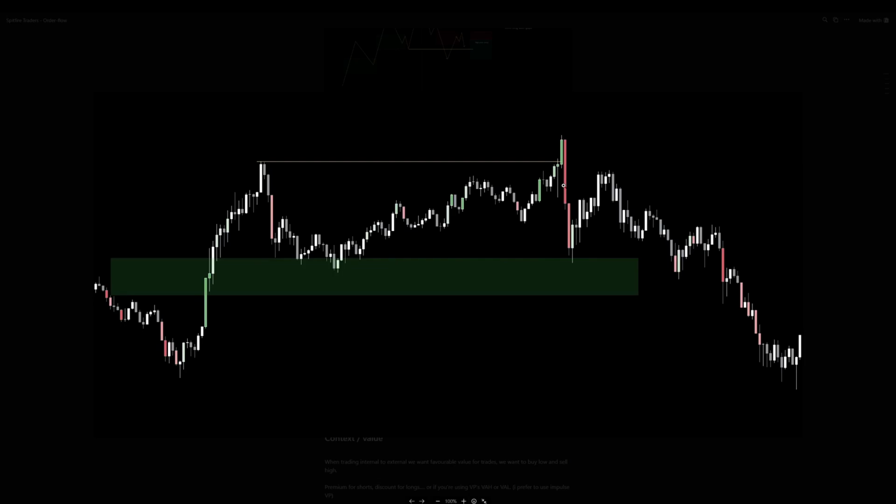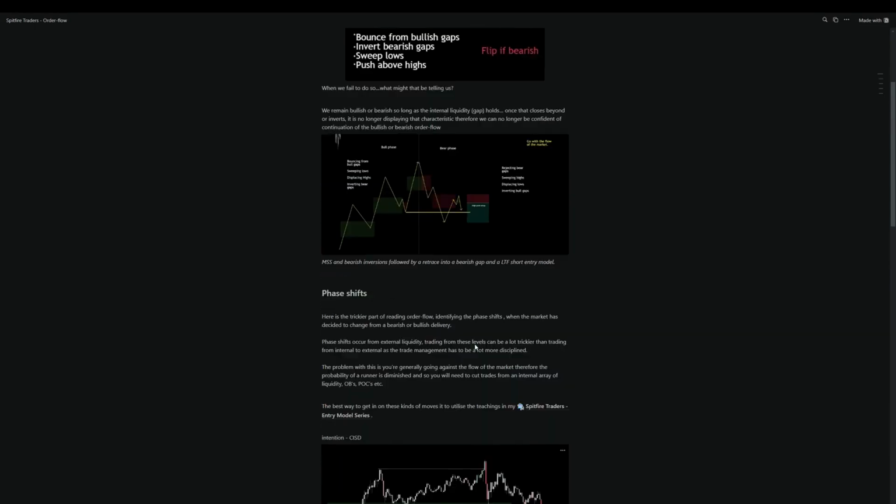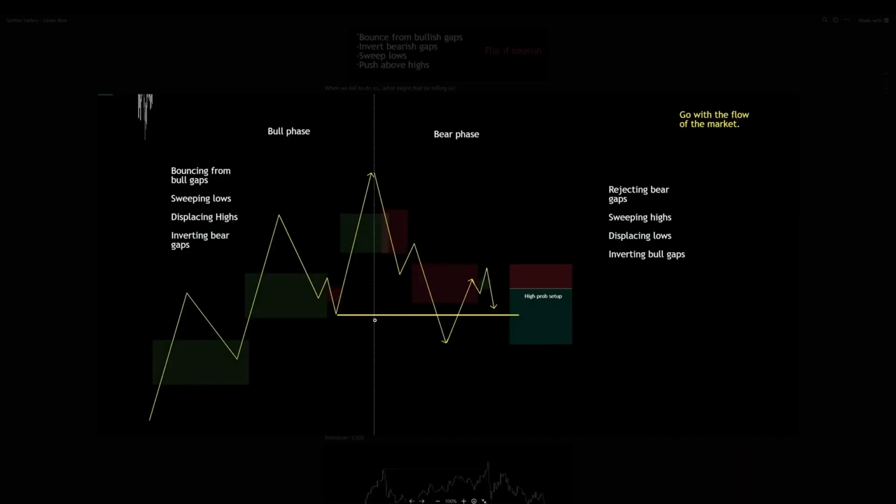Okay, so when we get that phase shift, right, when we have that really nice phase shift, given we are to proceed bearish and not bullish, what is the expectation of the market? The expectation is that bearish gaps will hold and bullish gaps will not. Okay, so once we've entered into a potential phase shift, and we have suspected the phase, we've gone from bullish to bearish, we then need to see bearish gaps holding. Okay, it's that simple.